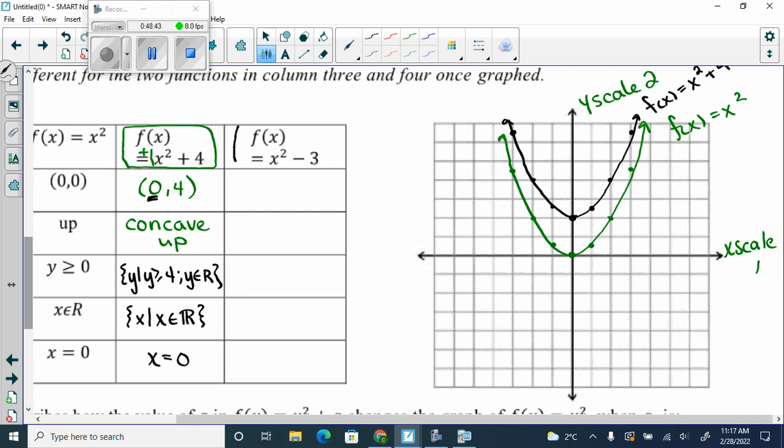What do you think is going to happen to this one? To that one? It's going to move 3 down. So I don't even need to type this one in. I just need to move the green one 3 down. So I'm going to do that. 1, 2, 3.